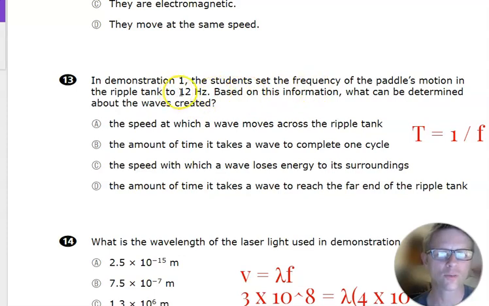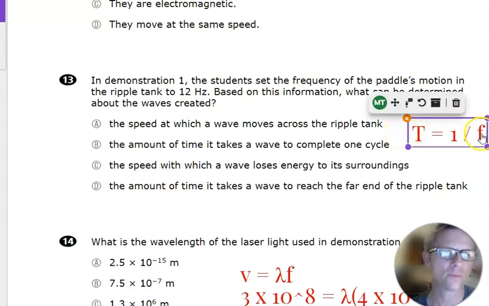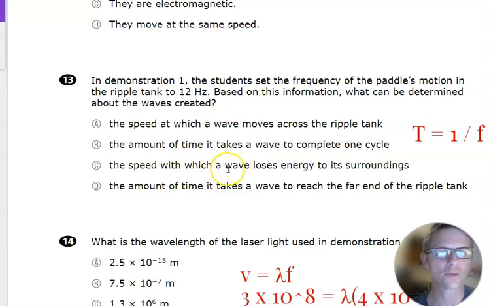If all we know is 12 hertz is the frequency, then that means we can find out the time for one cycle, which is the period, using the relationship between period and frequency.